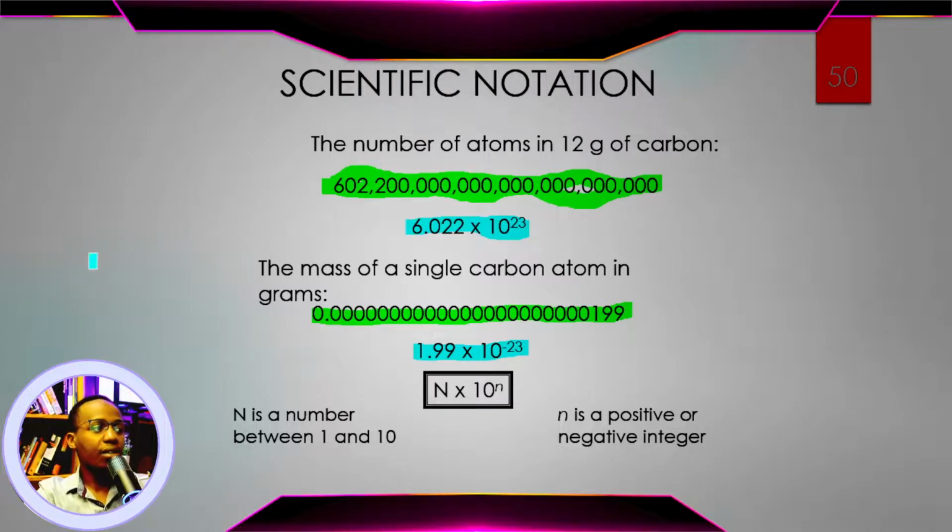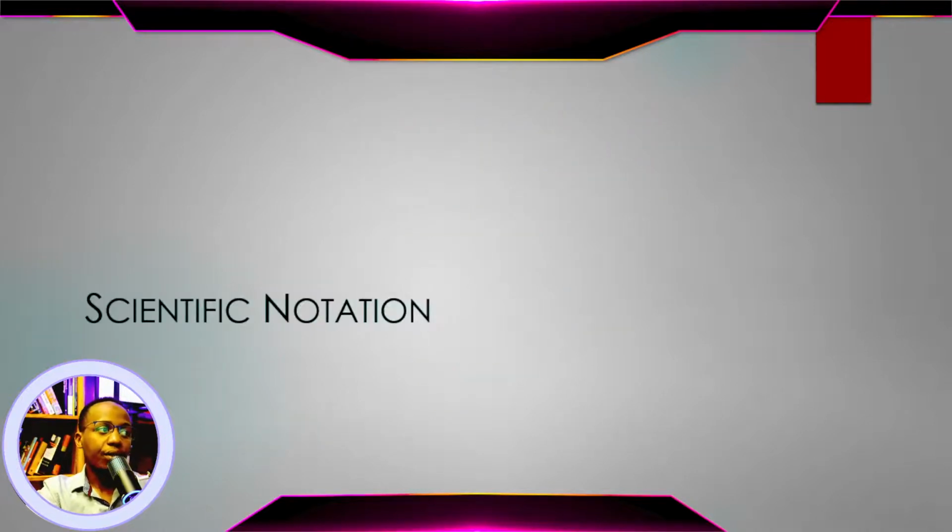Now, right off the bat, I want you to realize something. Look at how the one that was really, really big has a positive number here, and the one that was really, really small has a negative number here, right? We turn this number into a certain number times 10 to the other number. So we're going to see how to convert these and back.